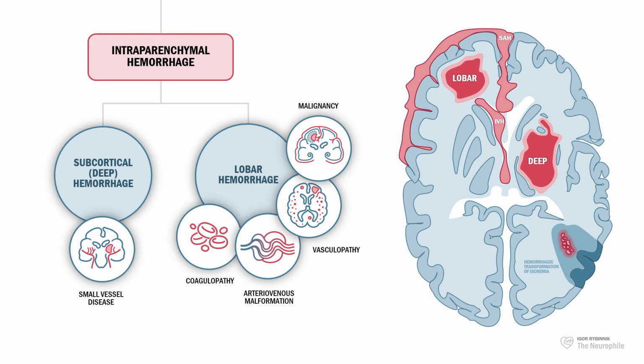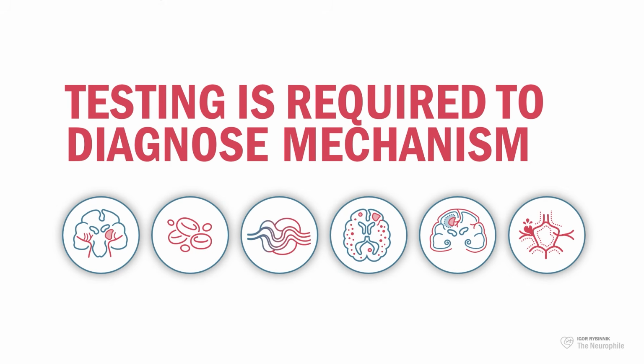Now, this dichotomy is convenient for learning. It's tempting to just draw a line between the two hemorrhage locations. But in reality, up to 10% of deep hemorrhages can be caused by one of these more concerning pathologies, like coagulopathy, AVMs, malignancy. So just as with ischemic stroke, a workup is always required to diagnose the most likely hemorrhage mechanism.